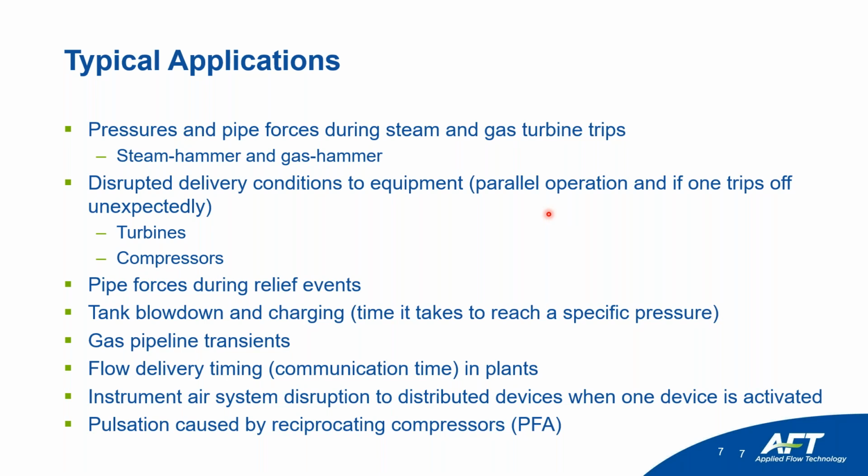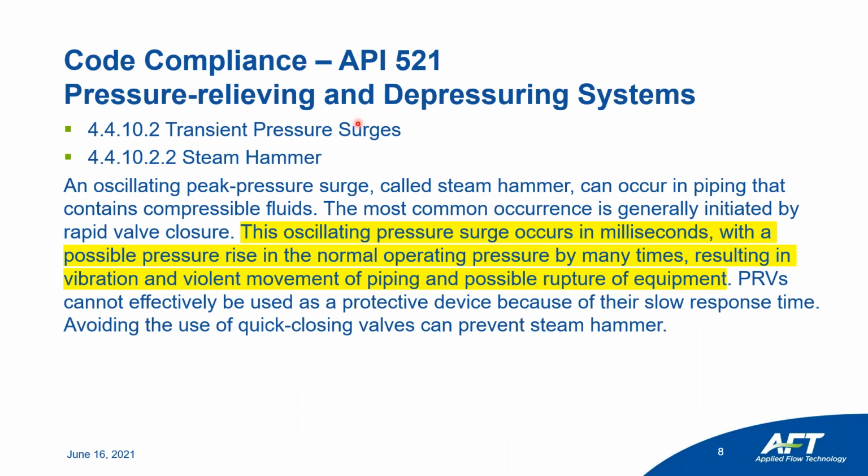So now let's talk about how some codes address some of these applications and what suggestions they have. So let's start with API 521, pressure relieving and depressurizing system, in section 4.4.10.2, where it talks about transient pressure surges. In section 4.4.10.2.2, it talks about a steam hammer, and it defines the same.